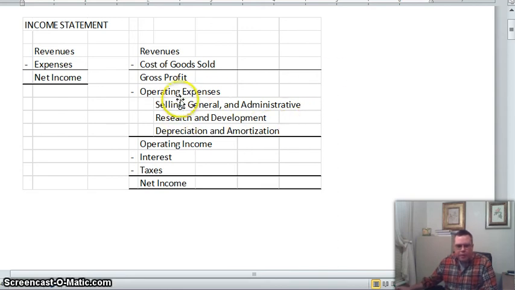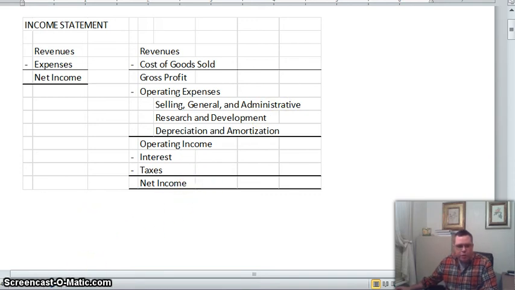Once you take all those operating expenses out, you get what's called operating income. The only thing that's left is interest and taxes. Interest is what you pay on your debt. Taxes are what you pay to the government. And then you get your net income.